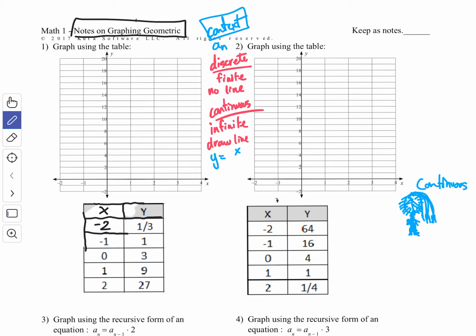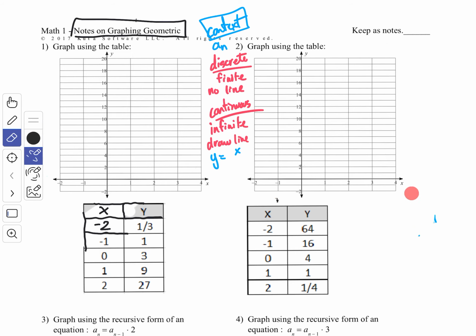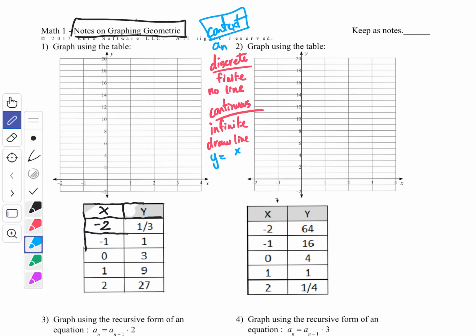Now, when you go and get haircuts, that would be more discrete, because you're cutting off a piece at a time, a chunk of hair. We're not continually snipping away at the hair. So if you have that context, that's definitely going to affect whether it's discrete or continuous. But when we're dealing with just equations, we're generally looking for the x and the y, or the a sub n, to tell the difference. In this one, our two tables are both x's and y's, so we're going to be continuous here.